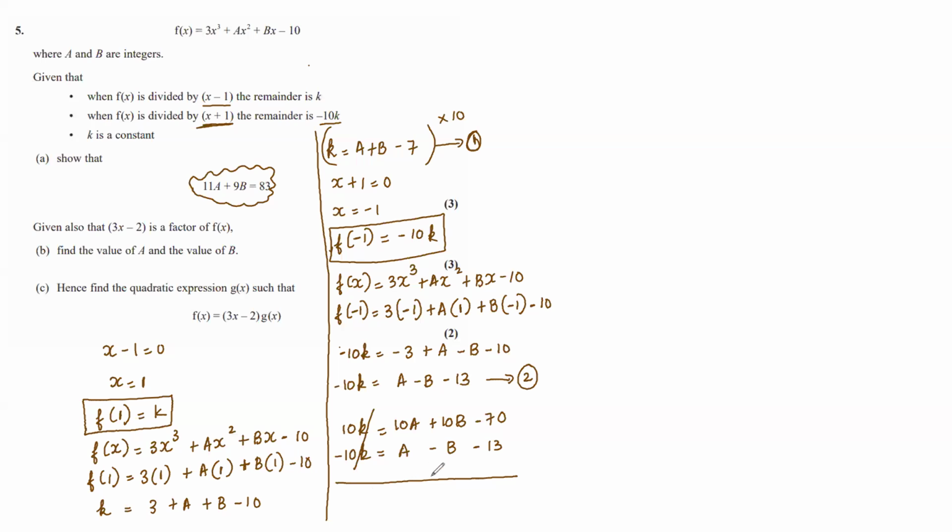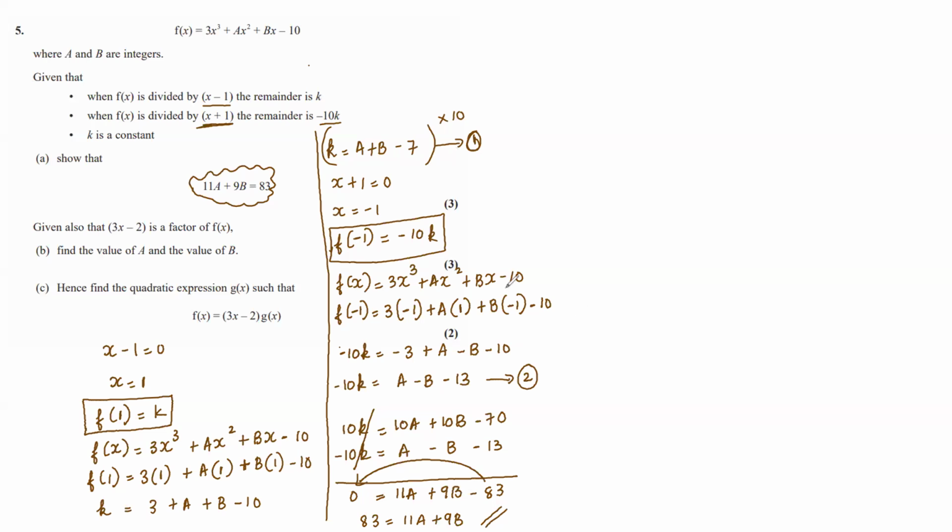10k and minus 10k get cancelled. 10a plus a is 11a. 10b minus b is 9b. Minus 70 minus 13 is minus 83, is equal to 0. Take this minus 83 to the left hand side. It becomes 83 is equal to 11a plus 9b. This is what we had to prove in the question. 11a plus 9b is equal to 83, and we got that.